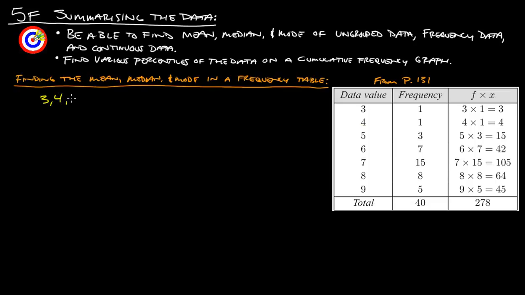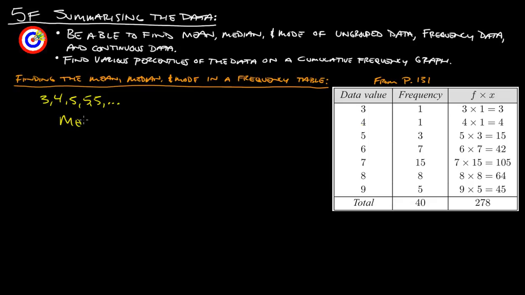We would have 3, and then 4, and then we'd have 3 5s, right? And then we'd have 6 7s, and so forth, just so you get an idea. So you take 6 times 7, and you get 42. We multiply. They already multiplied all these out for us, and they even added them all up. So the total, if we add up all 40 pieces of this data here, we get 278.